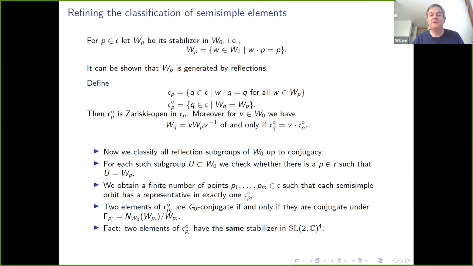So these semisimple elements are now split into a finite number of groups, and each group has potentially an infinite number of orbits. But all elements in the same group have the same stabilizer.